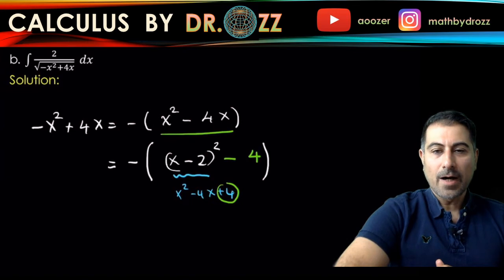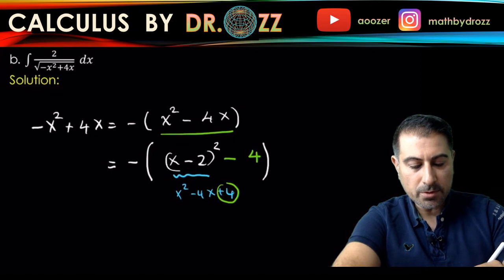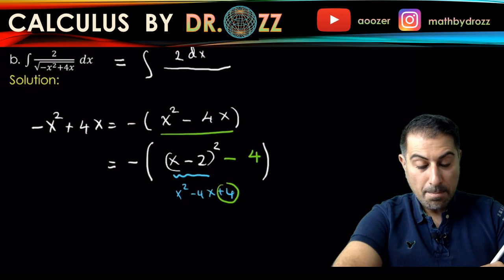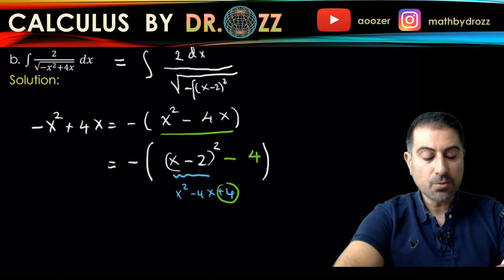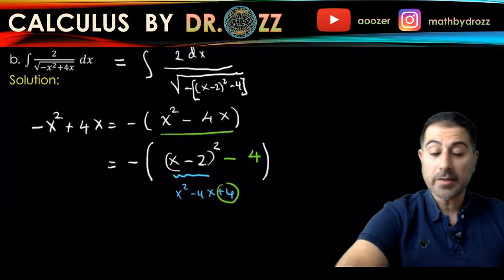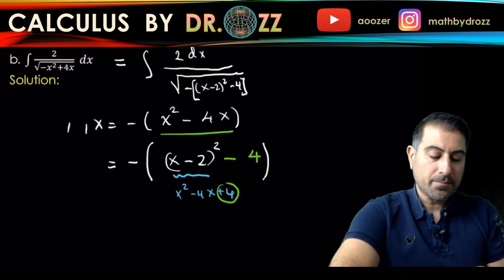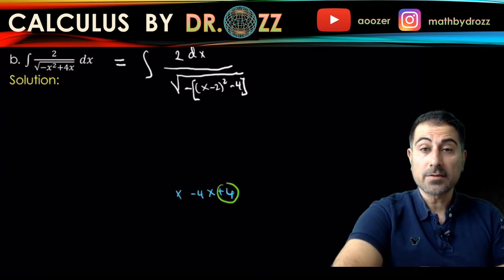Okay, since we're done here, let me copy that down. So this integral is equal to 2 dx divided by radical minus, bracket x minus 2 squared, and minus 4 here. I'm going to simplify that in a sec, but I just wanted to copy everything back up here. I don't need this part anymore, so I'm going to erase it and continue tackling the integral, which is what we started with.